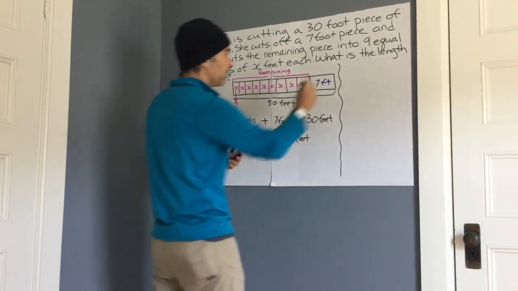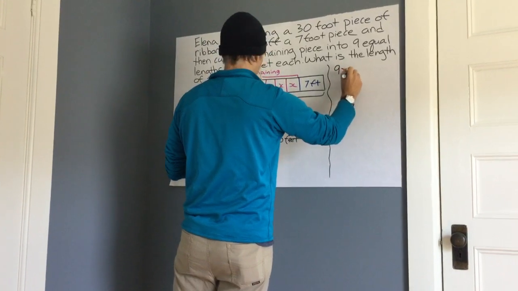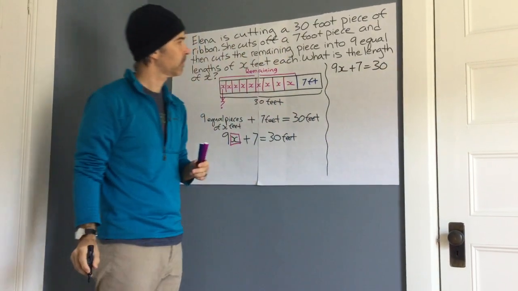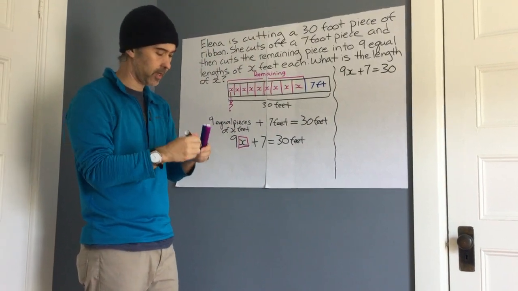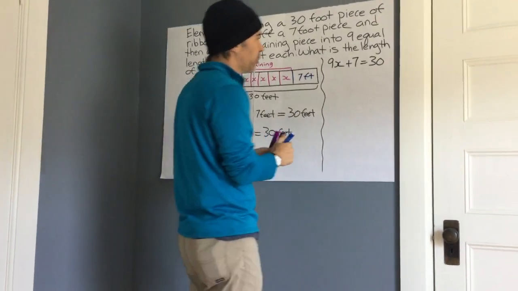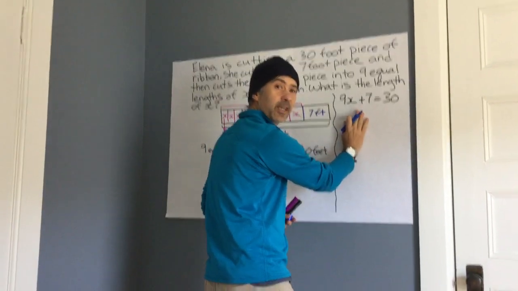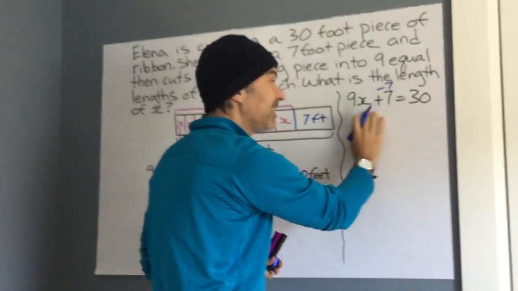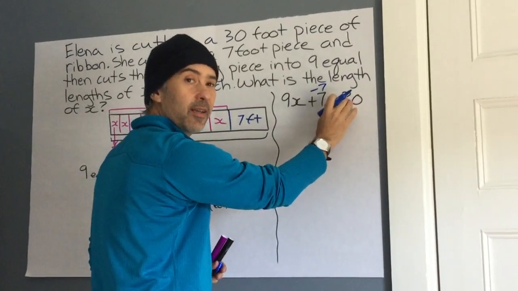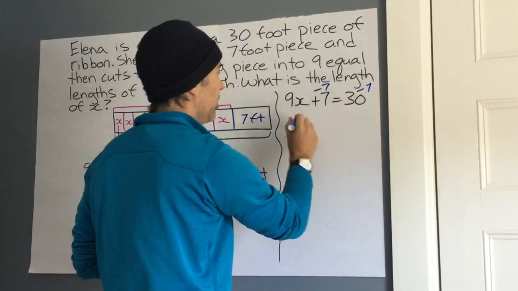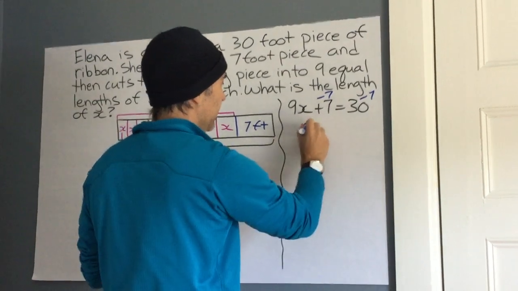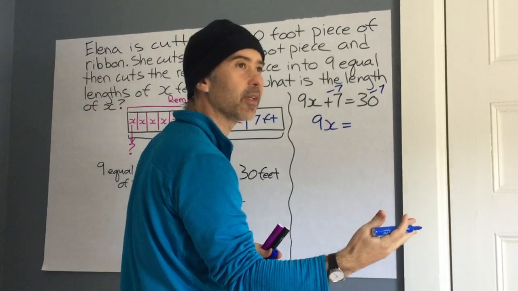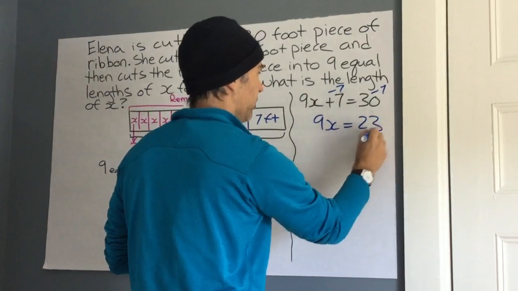All right, so we have 9x plus 7 equals 30. The first thing I'm going to do is subtract 7 from this side. Now, if I do it to this side because it's equal, what must I do to this side? Subtract 7. So now I have 9x equals, what's 30 take away 7? 23.